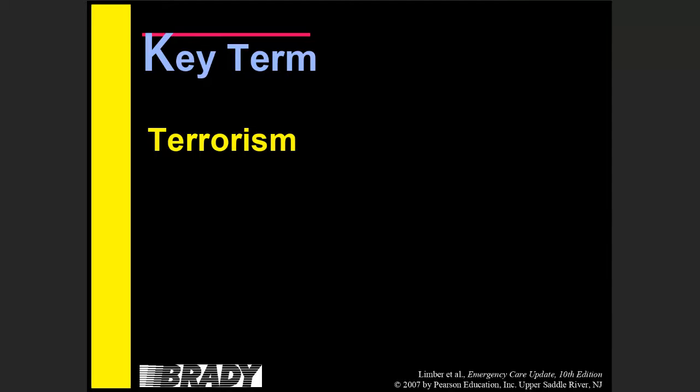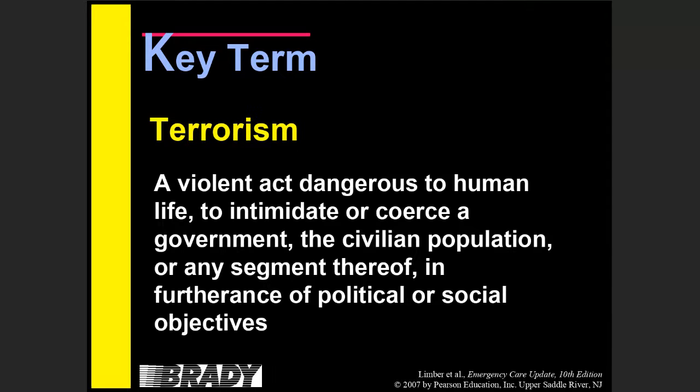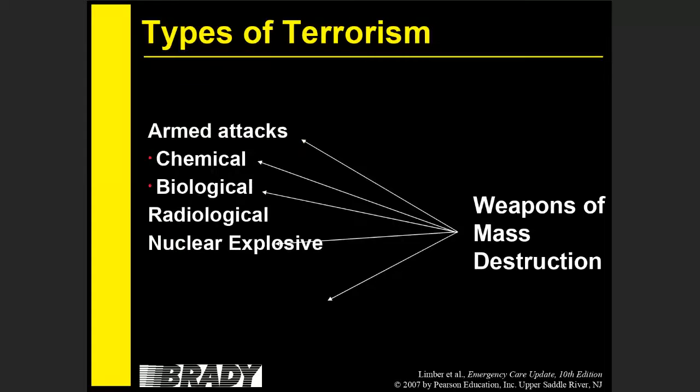So let's go about and define the term terrorism: a violent act dangerous to human life to intimidate or coerce a government, a civilian population, or any segment thereof in furtherance of a political or social objective. It usually involves trying to inflict as many casualties as efficiently as possible, and it's usually done by using what's called weapons of mass destruction.